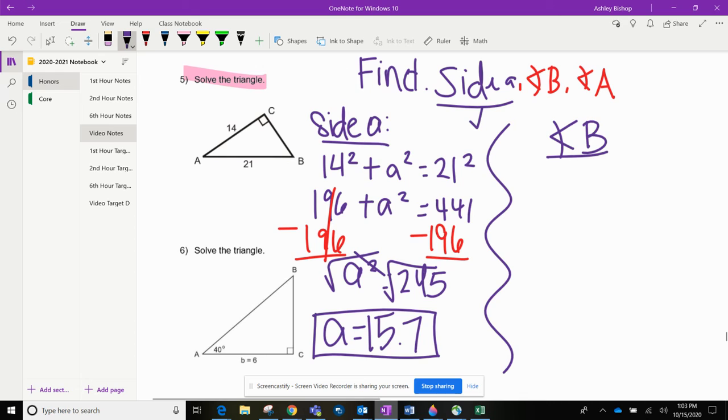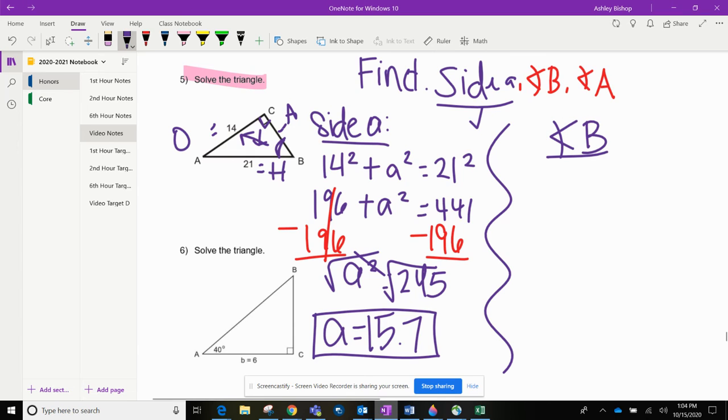Angle B. So angle B is right here, and I'm going to mark it. Angle B is my reference angle. You never use your 90-degree angle as your reference angle. So the angle you're looking for, make that your reference angle. And then go label your 3 sides. So here's my right angle, so my hypotenuse is 21. My opposite side is my side opposite from my B, which is 14. And my adjacent is here.